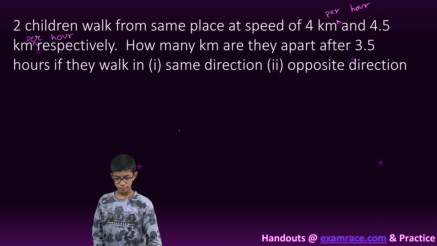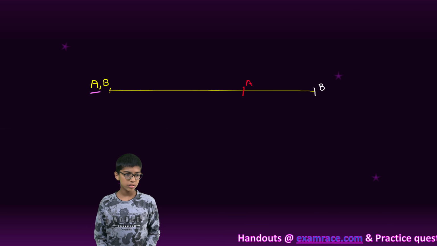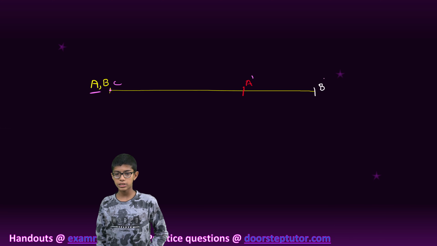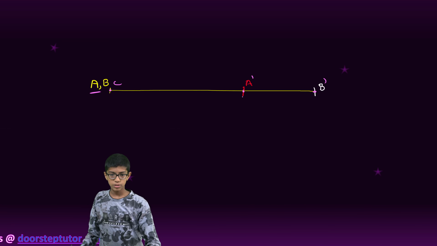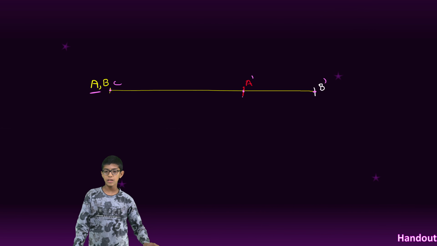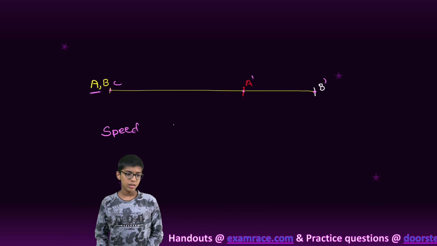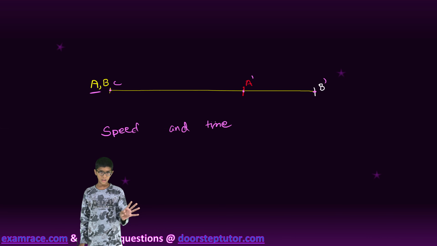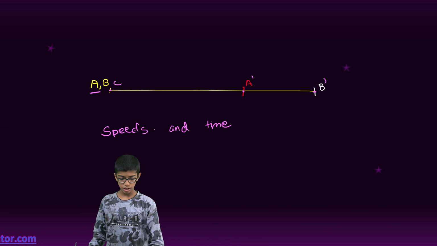First we will solve the first subpart, and here we have an illustration. Children A and B start from point C, let's say, and end up at point A dash and B dash respectively. So what can you infer from the given data? Yes, you are correct. We can infer that the speed of B is 4.5 km per hour as he has travelled a longer distance. In this question, we are given speed and time. The time taken is the same for both the children and the speed is different. So we will calculate it accordingly.